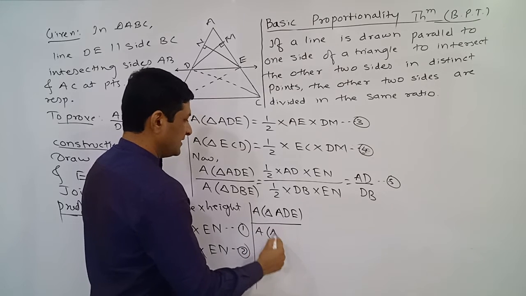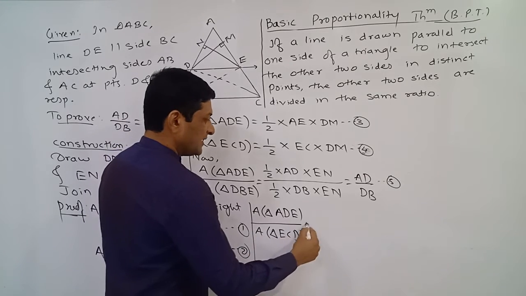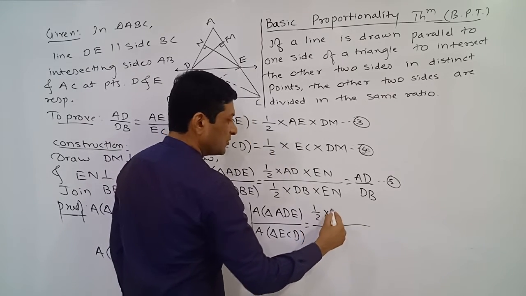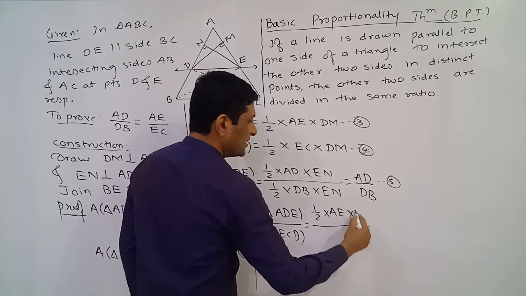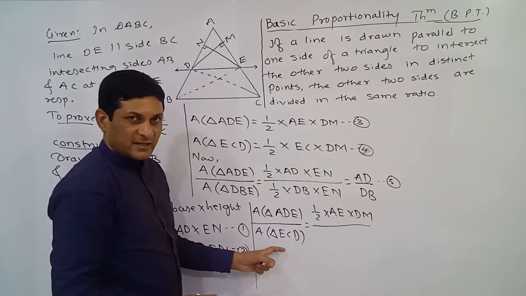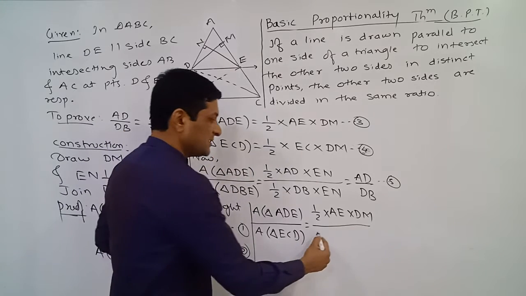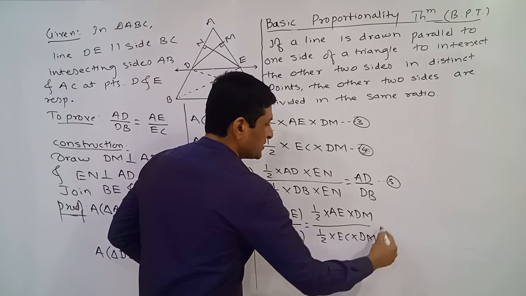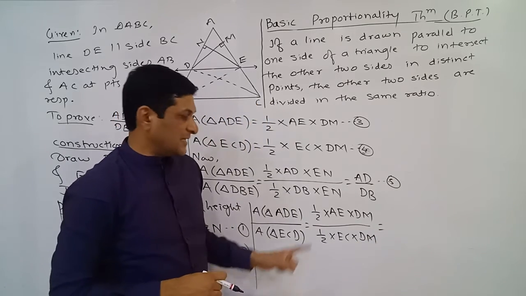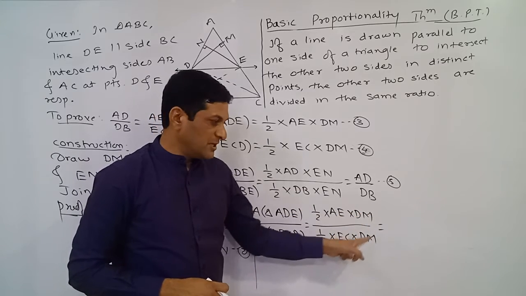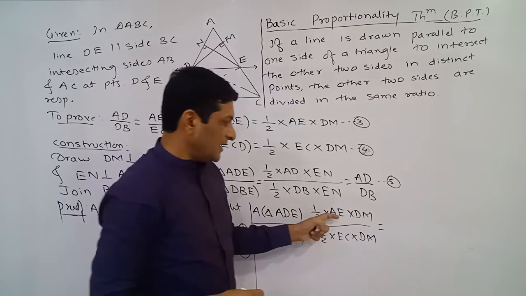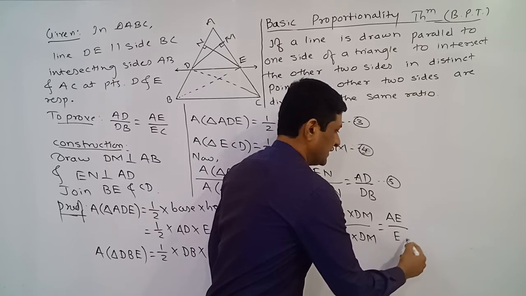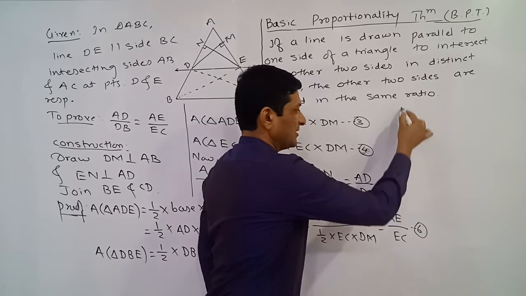and the area of triangle ECD is equal to, so substitute the area of this triangle, which is nothing but half into AE into DM, and the area of triangle ECD is equal to half into EC into DM. So which is equal to, check which terms will get cancelled. Half will get cancelled and this DM will also get cancelled. What is the remaining part here? AE upon EC. Let us denote this new equation by equation number 6.